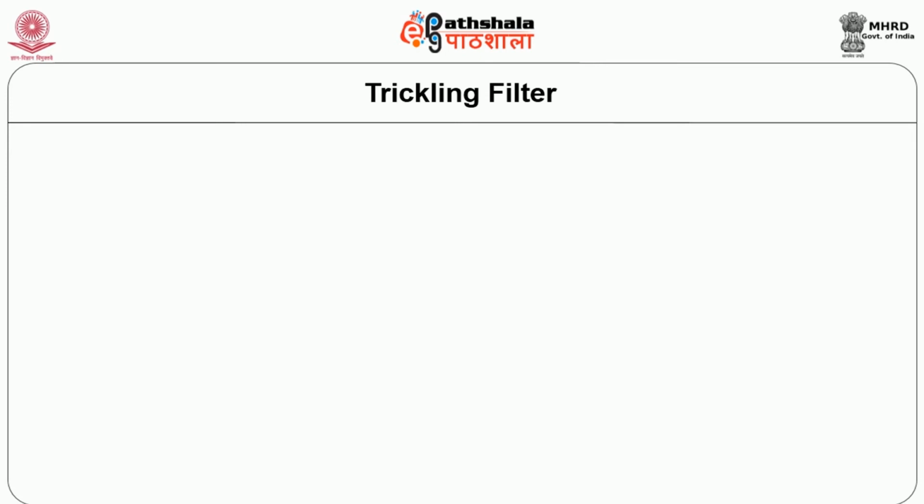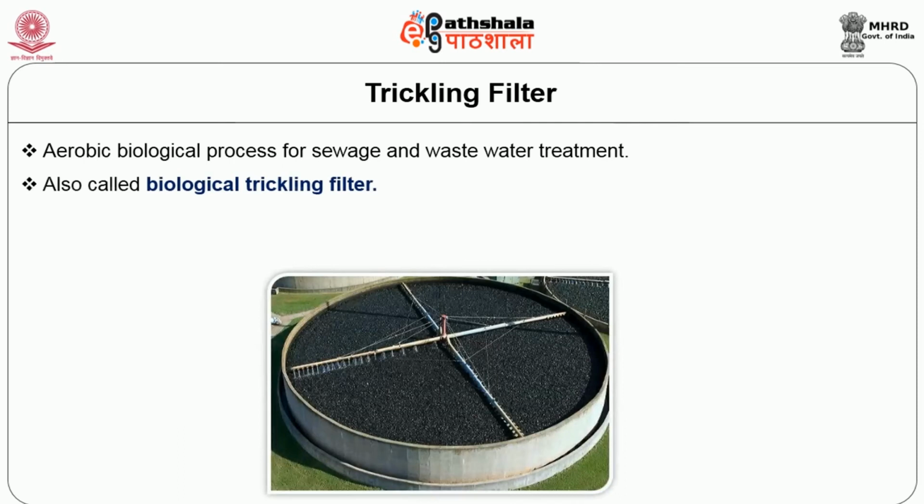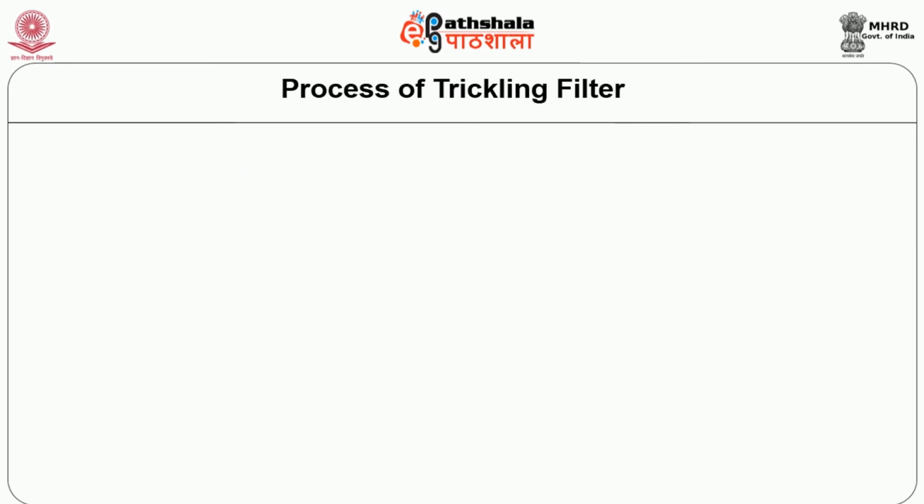Next we are going to see an attached growth system, a type called the trickling filter. It is an aerobic biological process for sewage and wastewater treatment. It is also called a biological trickling filter. This system utilizes microorganisms attached to material such as stones, slats or plastic to remove or degrade organic matter.